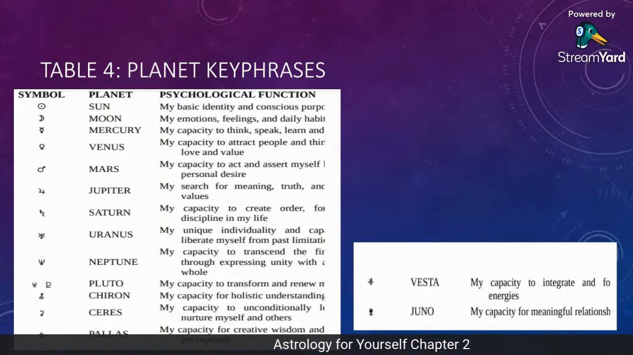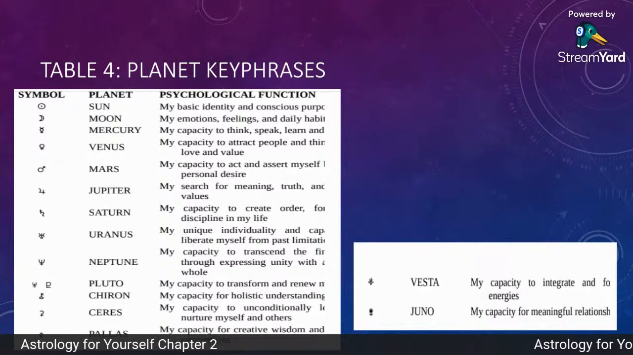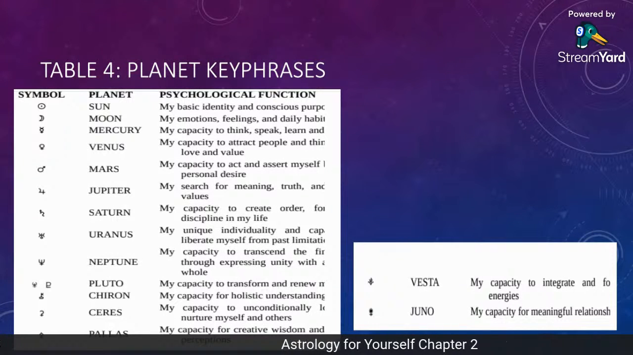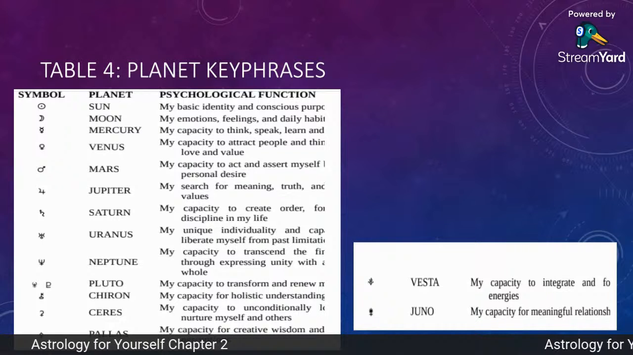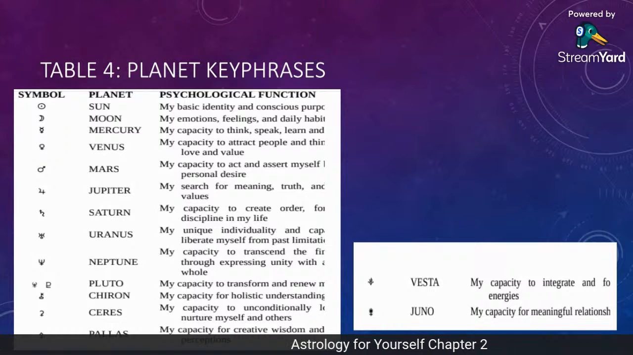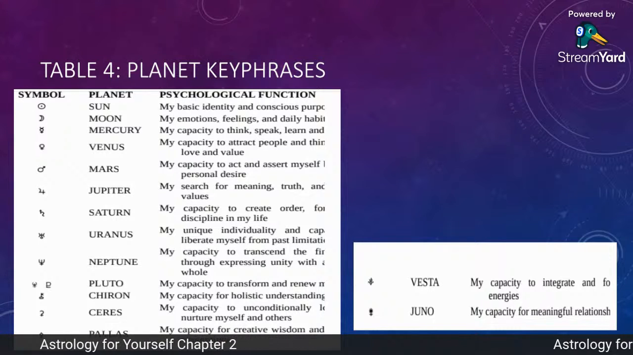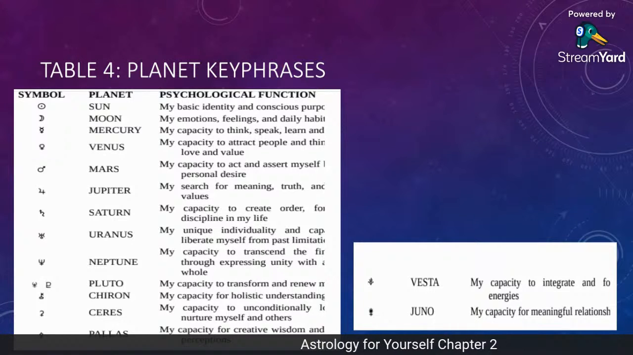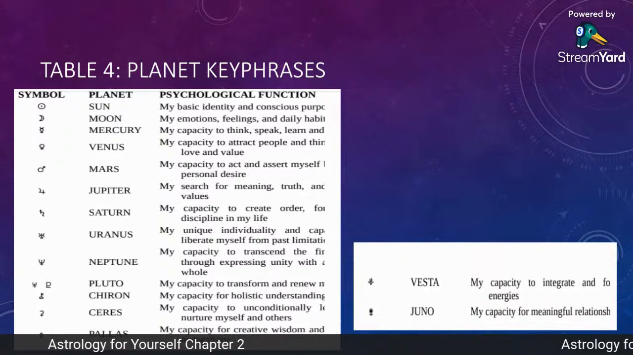Mars, my capacity to act and assert myself based on personal desire. Jupiter, my search for meaning, truth, and ethical values. Saturn, my capacity to create order, form, and discipline in my life. Uranus, my unique individuality and capacity to liberate myself from past limitations. Neptune, my capacity to transcend the finite self through expressing unity with the greater whole. Pluto, my capacity to transform and renew myself.